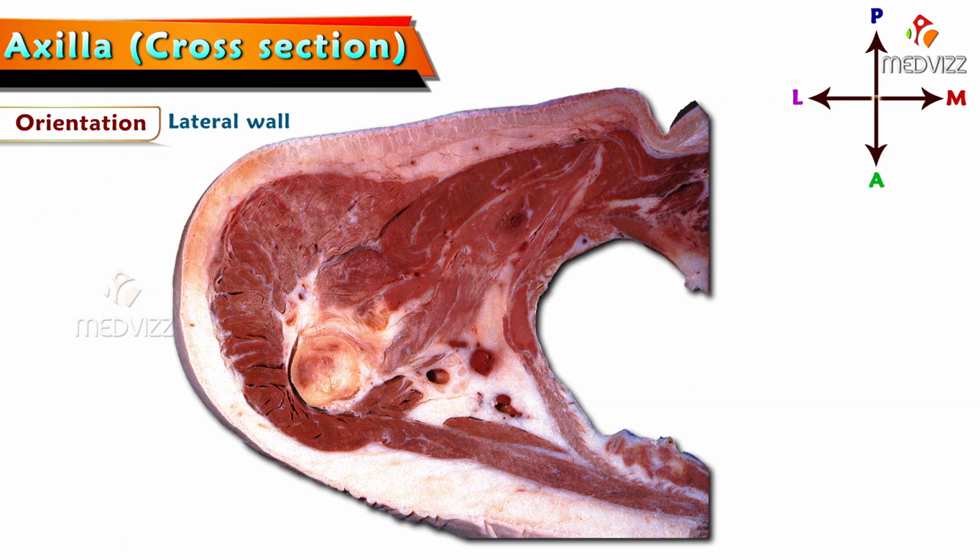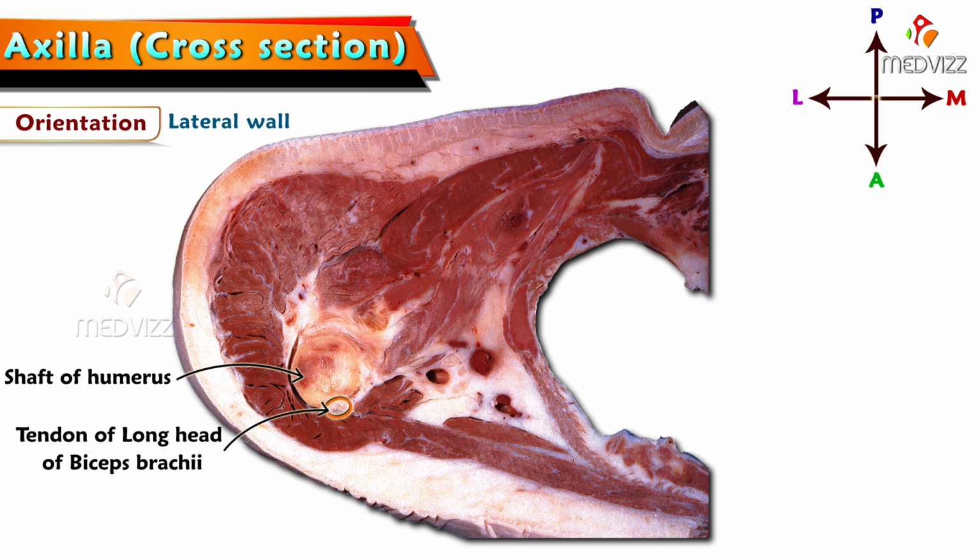At the lateral aspect, the lateral wall is observed as a narrow wall. Laterally we can see the shaft of the humerus. The lateral wall is a narrow wall of the axilla formed by the surgical neck of the humerus, where we can appreciate the bicipital groove with the tendon of the long head of biceps brachii. So here is the shaft of the humerus. This designates the lateral side of the axilla.